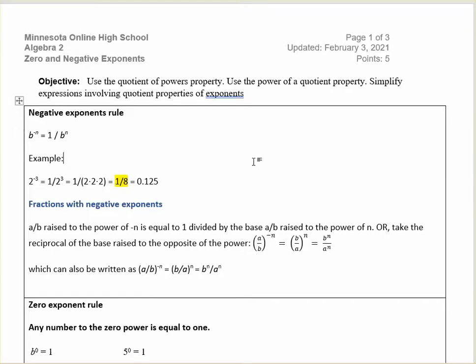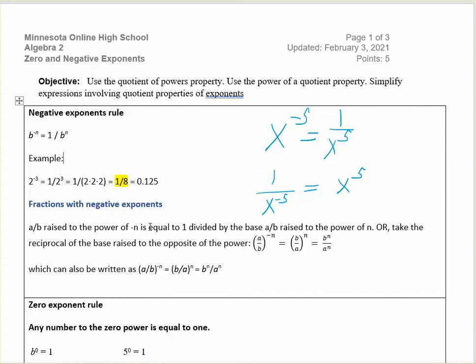Let's look at another example of that. Let's say we had x to the negative fifth. That's the same as 1 over x to the positive fifth. It also works the other way. If you have 1 over x to the negative fifth, with the negative exponent being in the denominator, that's equal to x to the positive fifth. Basically, when you move a base up or down, from the numerator to the denominator or the other way around, it changes the sign of the exponent.